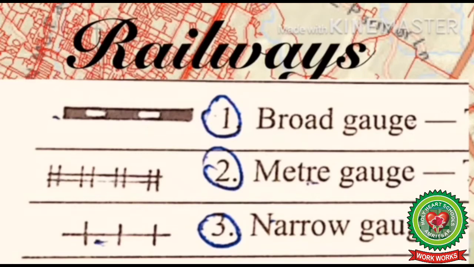In meter gauge, the distance between the two rails is 1 meter. This is the icon of meter gauge. Next is narrow gauge. The distance between the rails is 0.7 meters. Students, this is the icon of narrow gauge.